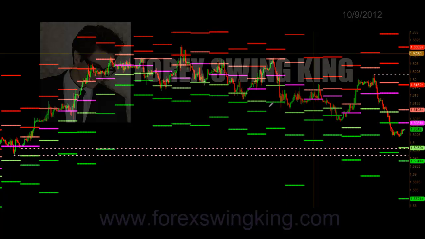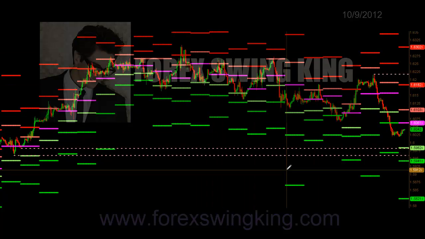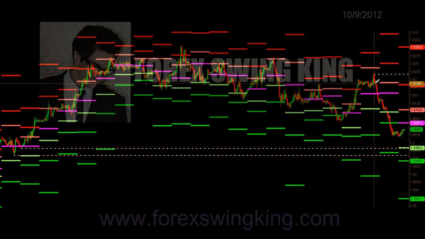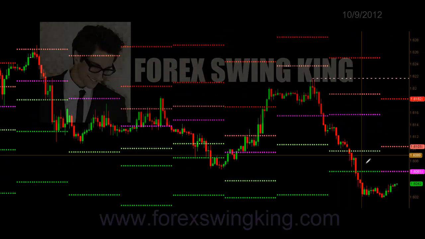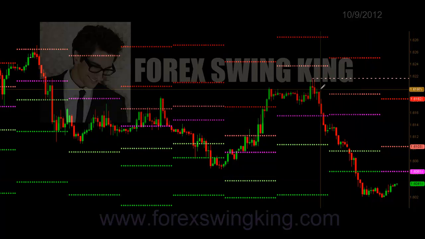Okay, looking at the pound US dollar. Huge sell-off happened in the last 24 hours, so I'll be looking at taking buys down here at 1.5977 or 1.5957. Also a sell order at 1.6215. You can see here there's really not a lot of support and resistance holding this pair up.